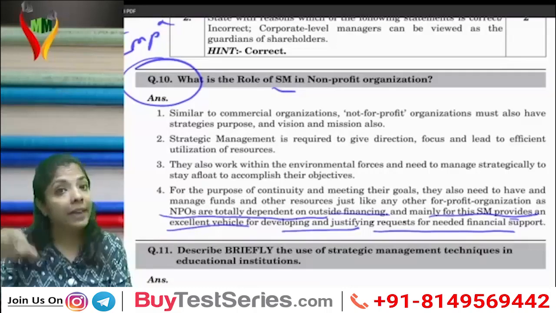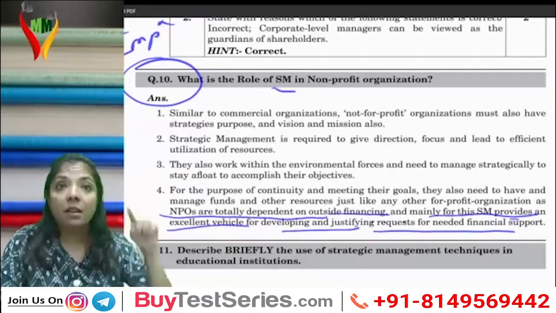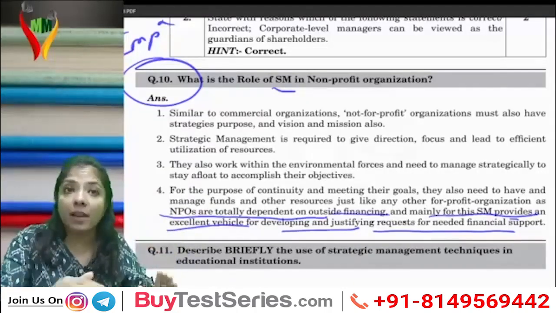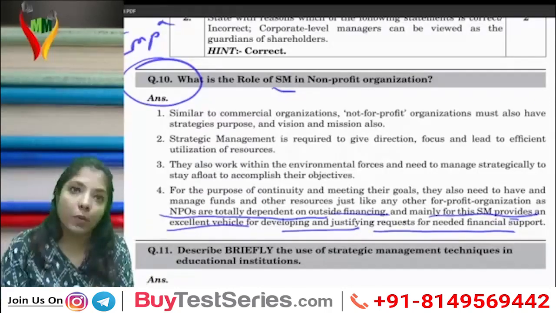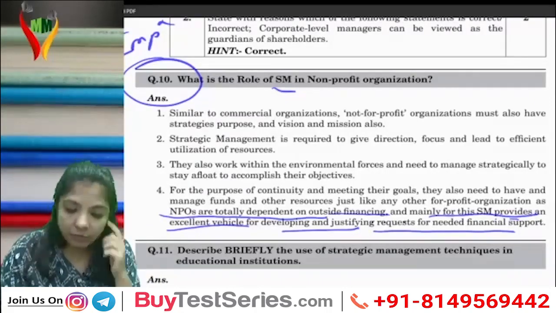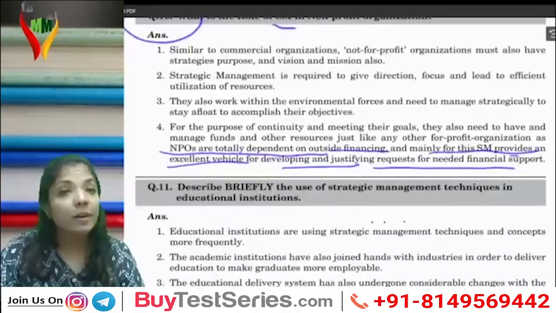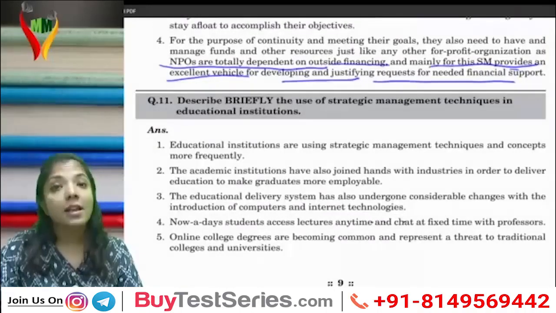What financial support do you need? SM plays the role of a vehicle and mediator. If you ask somebody for a rupee, nobody will give. But if you come with proper planning, SM is actually going to help you to justify your request. Am I clear? Is question number 10 clear? Can I go ahead? So now let's come to question number 11.